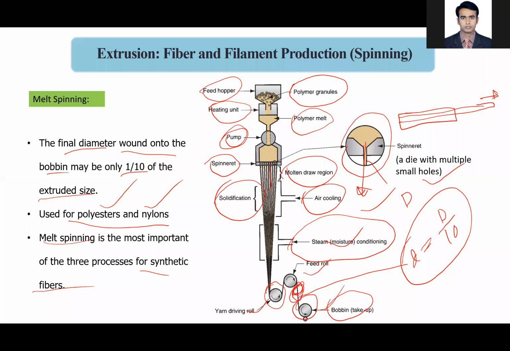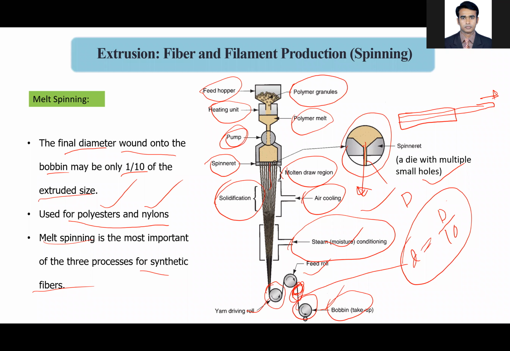Do you have any questions? Sir, I have a question. You said that the final diameter is 1/3 of what is coming out from the spinneret? No, 1/10. Sorry, sir. Is it 1/10? So why is it 1/10? Can it be any other diameter according to the requirement?